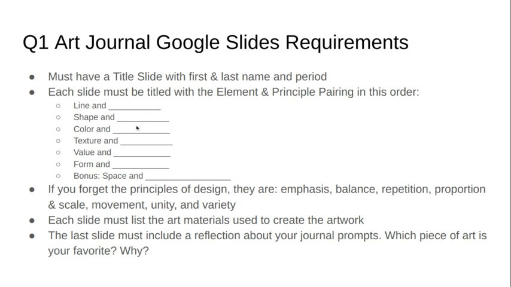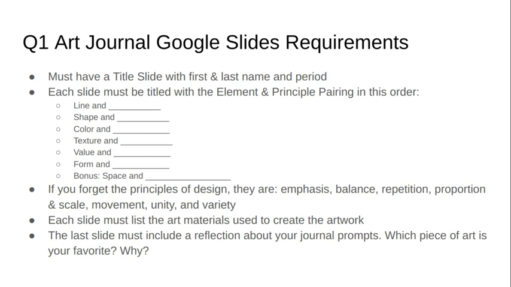So as you can see here, there's blank spots. That's because, remember, I did not require you to do line and, let's say, repetition or line and emphasis. Those were left up to you. So as a reminder, you're going to fill in these blanks with one of these principles of design. And they are emphasis, balance, repetition, proportion and scale, movement, unity, and variety. Just again, remember, it's a matching game and your whole artwork is based on whatever element and principle you paired up. Each slide must list the art materials used to create the artwork.